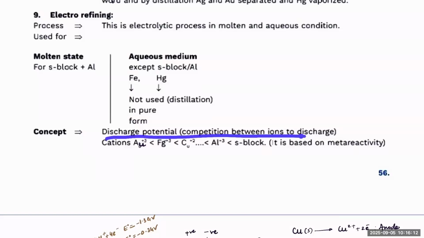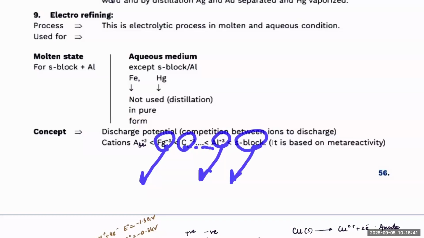The concept is the discharge potential. That is the competition between the ions to discharge. The discharge potential in terms of reduction should be higher; in oxidation it should be lower. When it comes to gold plus 3, it has very high reduction potential, then iron plus 3, then copper 2 plus, and so on, then you will get aluminum plus 3 and then S block.